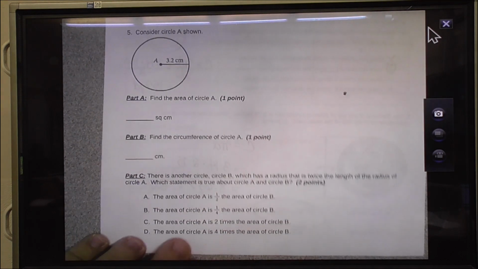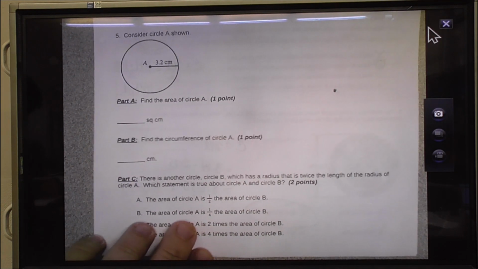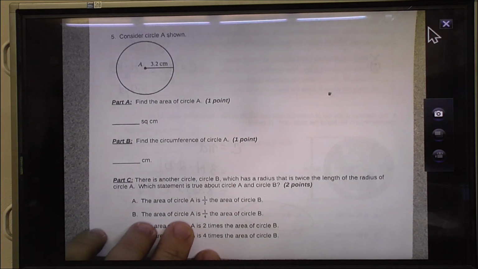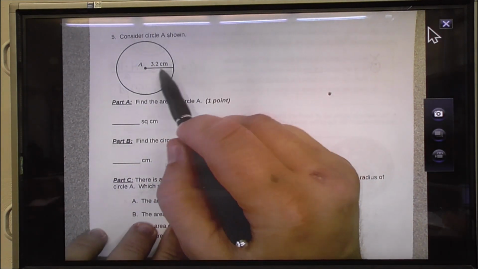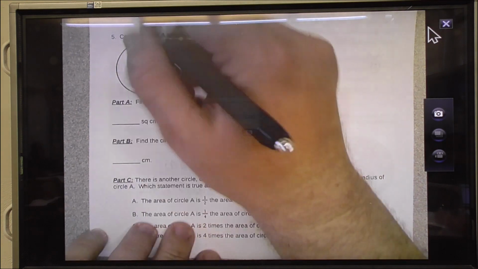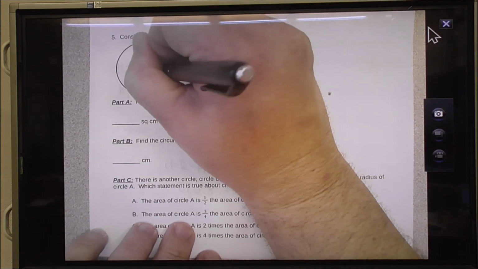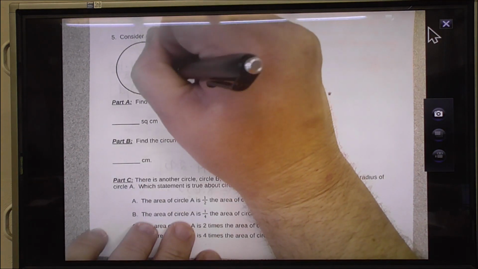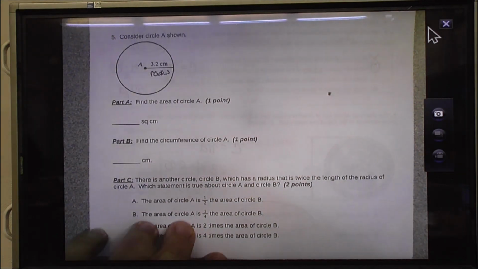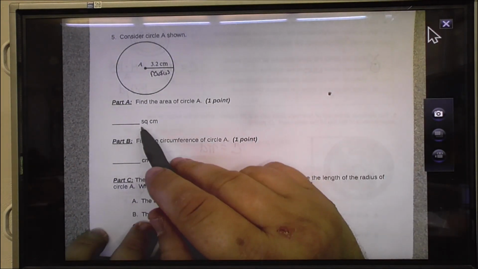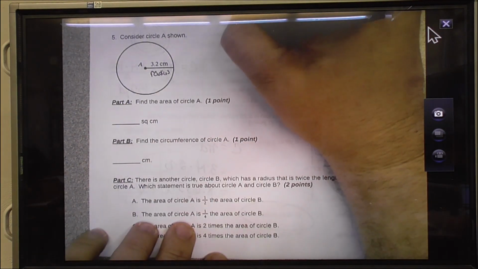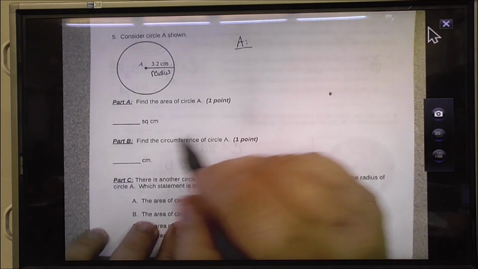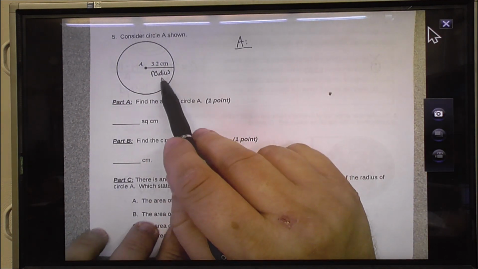Alright, number 5 is where things start to change up on us. Now we gotta start reading. Is this the diameter right here? No, that's the radius. I'm gonna go ahead and mark that down. This is my radius. That way I know. The first thing they want me to do in part A, I'm gonna do my work for part A right here. They want me to find the area of this circle.